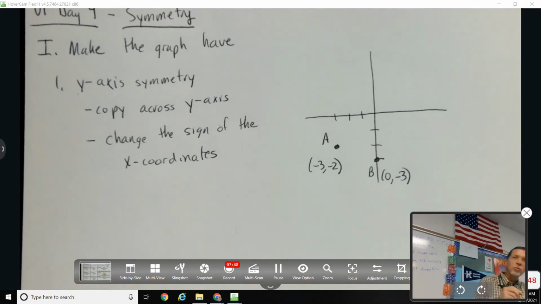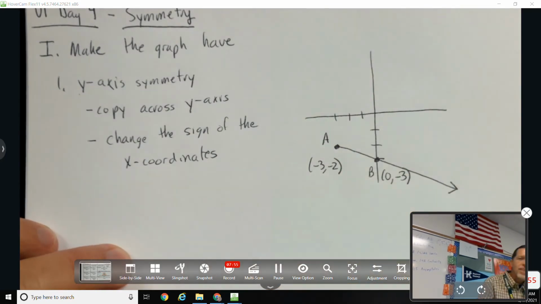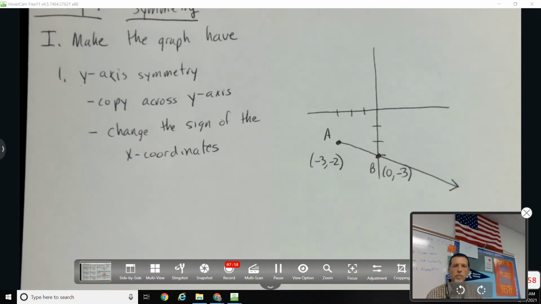And let's make a ray. How about that for a geometry word? From A through B and on forever like that. Now I want to sketch the graph, or maybe complete the graph, to make it have y-axis symmetry. I want everyone to do it the process way with me first, but if you can already visualize what it looks like by flipping it over, hey, good for you. Maybe you've been sort of blessed with that ability to do that.